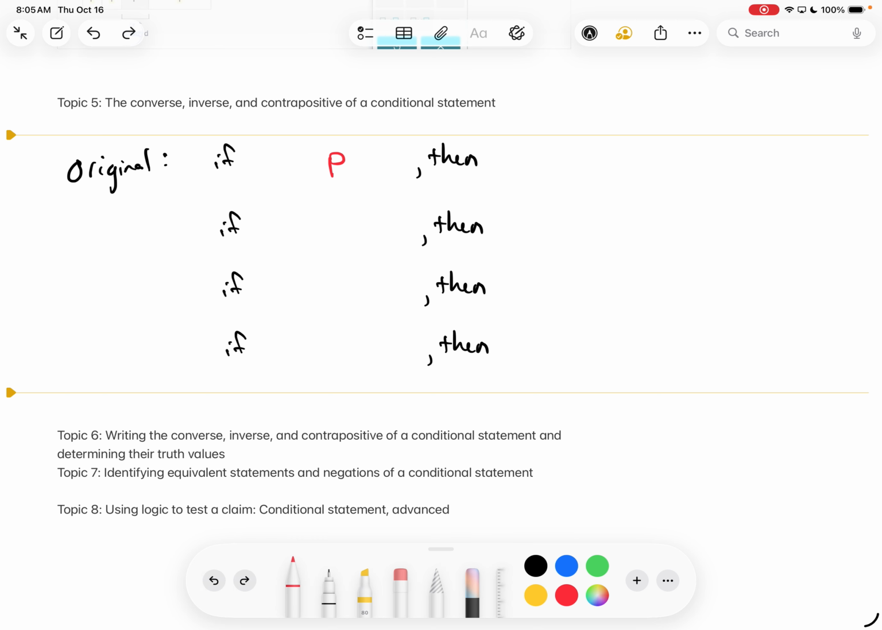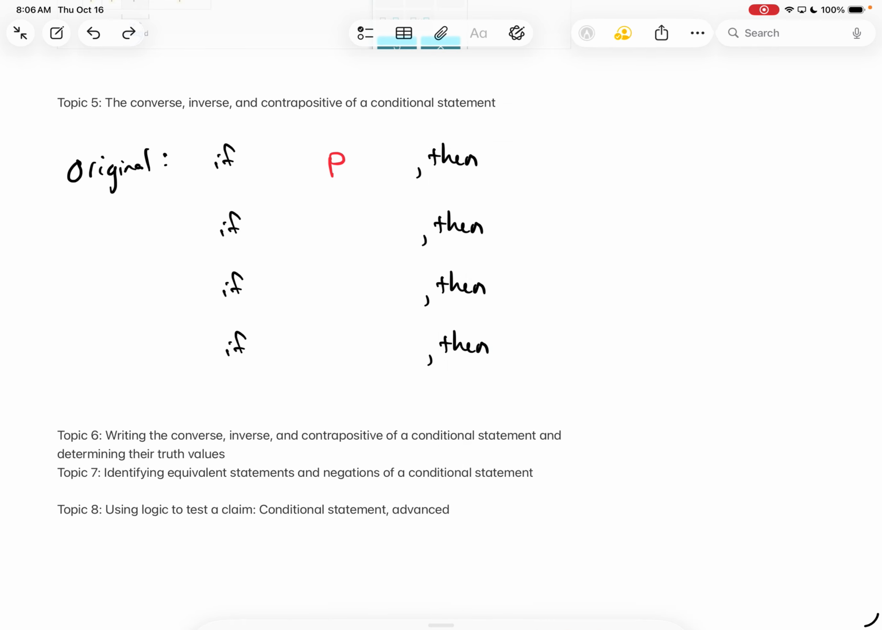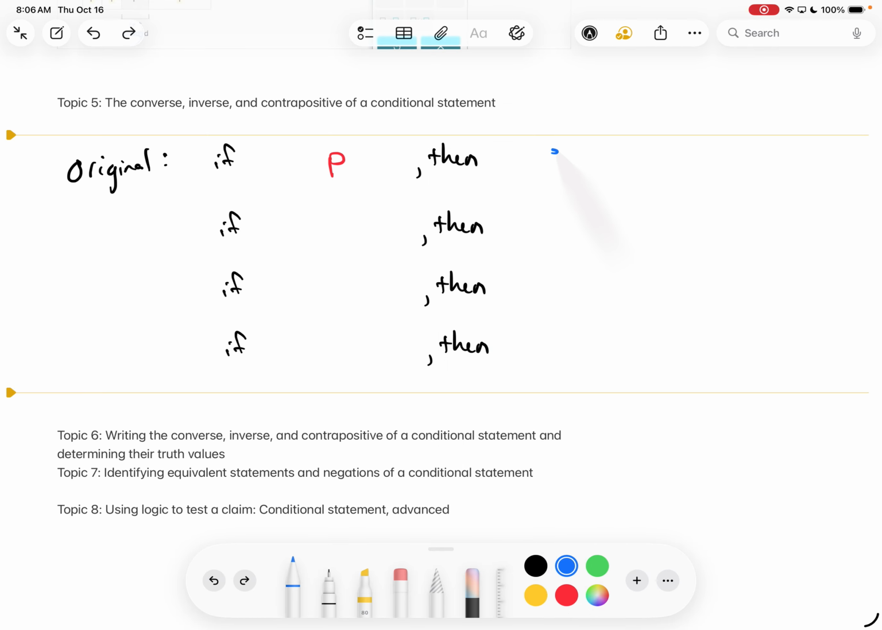Oh, different color there. Now it's not going to let me change colors. What in the world is happening? There we go. Okay.